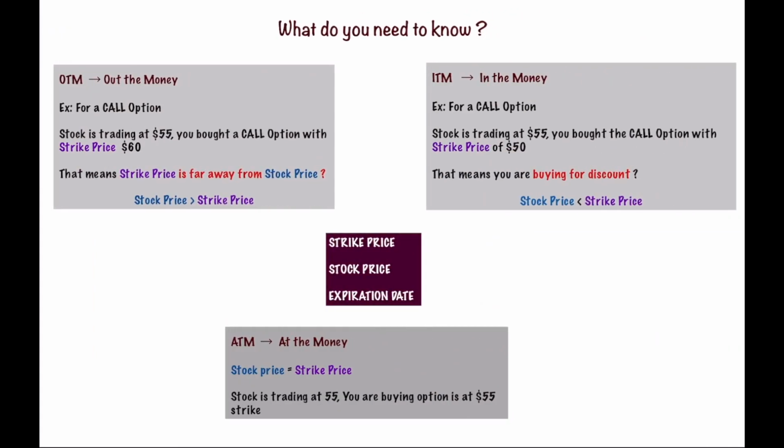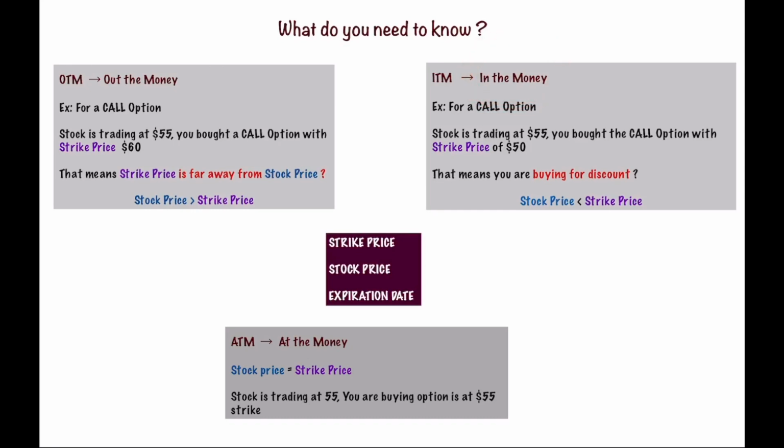So what do you need to know about options? Strike price, stock price, and expiration. If the stock is trading at $55 for a call option, if you're choosing the strike price within that $55, then it's in the money.